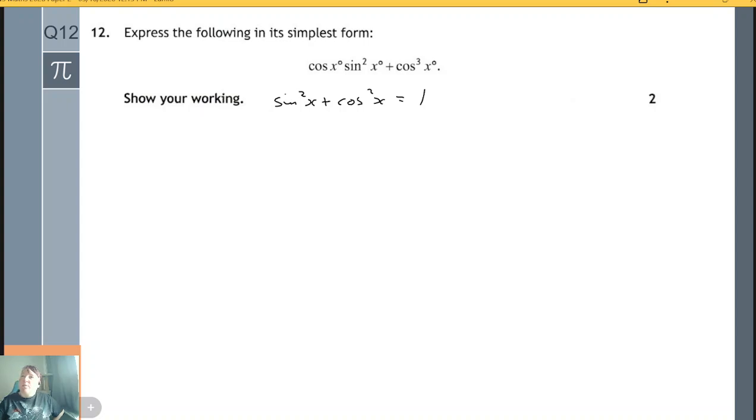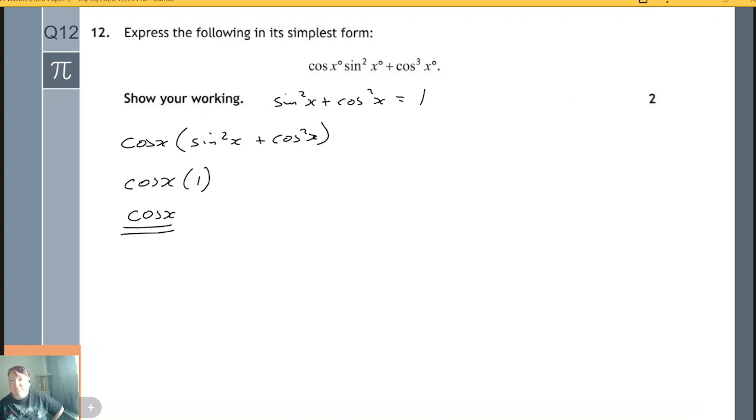So, let's see what we've got here. We've got a cos x on the left, we've got 3 of them on the right, so we can take one of them out. Cos x bracket sine squared x plus, we've used one of these on the right, so we've got cos squared x, and oh look, our identity has shown up already. We know that sine squared x plus cos squared x is 1, so we have got cos x times 1, so we've got cos x. Done. That's it. There's nothing more you can do with that.